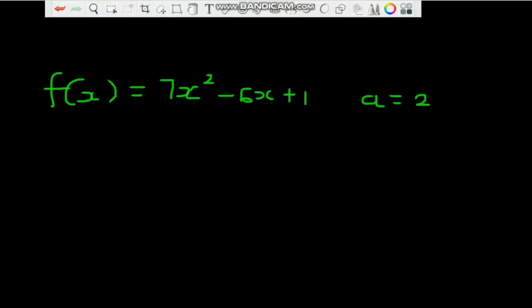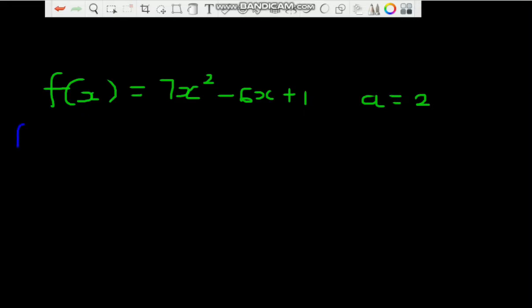So with this question, you have to find the Taylor series for the function f of x given to be 7x squared minus 6x plus 1, centered at 2. So you have to find what the Taylor series for this function is. Okay, so now what I'll do is write the general formula for the Taylor series.